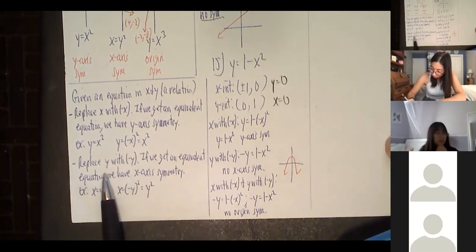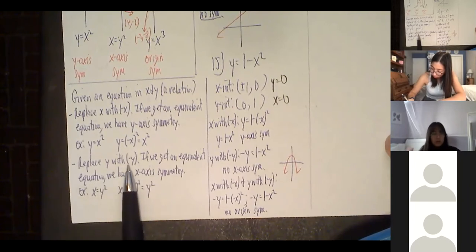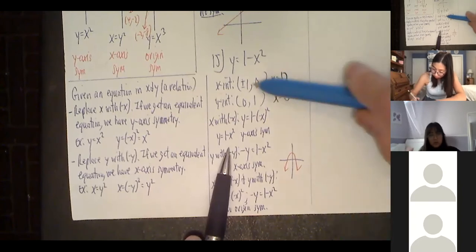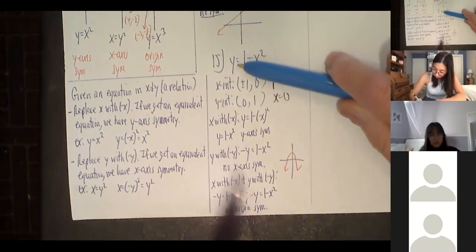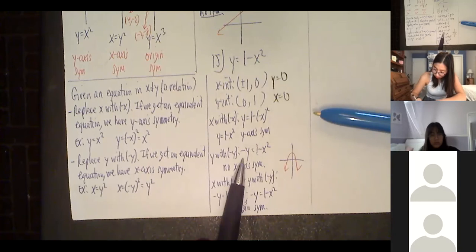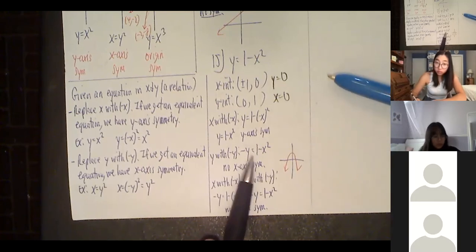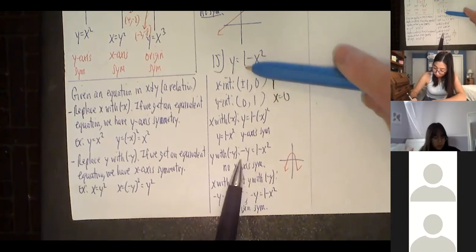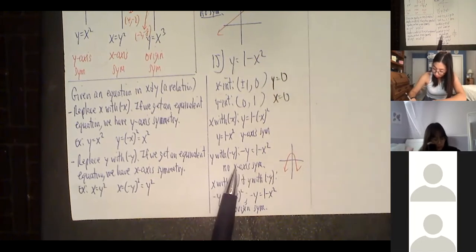Then according to protocol, replace y with negative y. So back in my original, put negative y. It looks like this. Negative y equals 1 minus x squared. Is this equivalent to this? No, no way. That had a y, that had a negative y. So I have no x-axis symmetry.